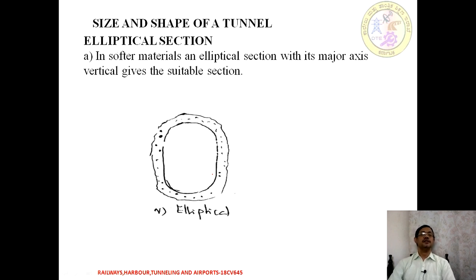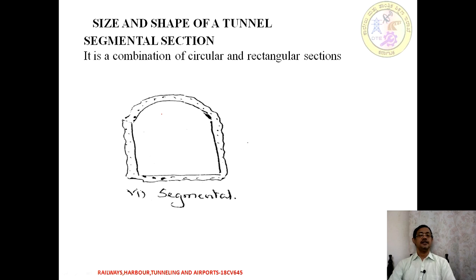Next is the elliptical type. In softer material, we can have elliptical sections with a major axis and a vertical axis, which gives a suitable section. This geometry, as shown here, is of elliptical type. Next is the segmental, where we can have a combination of rectangular and circular geometry. This is the circular portion, and this portion is a rectangular section. That is called a segment. This is another shape we use in the construction of tunnels.